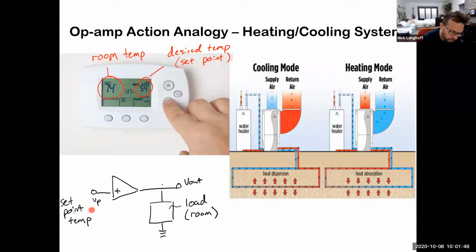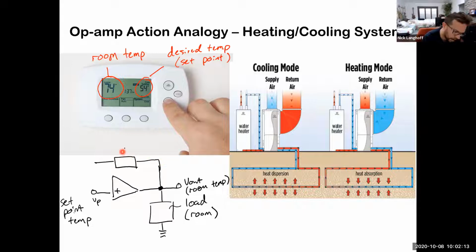Now, what we're going to do is measure the actual room temperature. So V out is like the room temp. It's measuring the room temperature. The load is the room itself, and with feedback, we're going to measure.